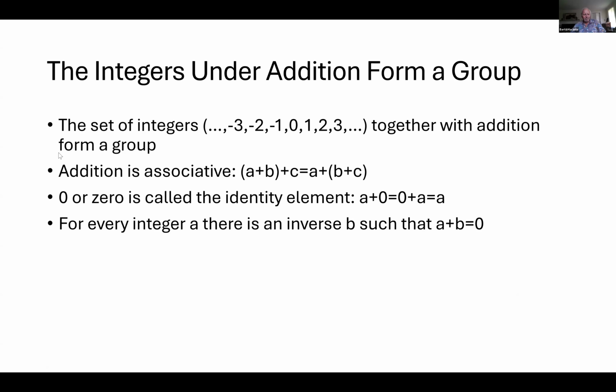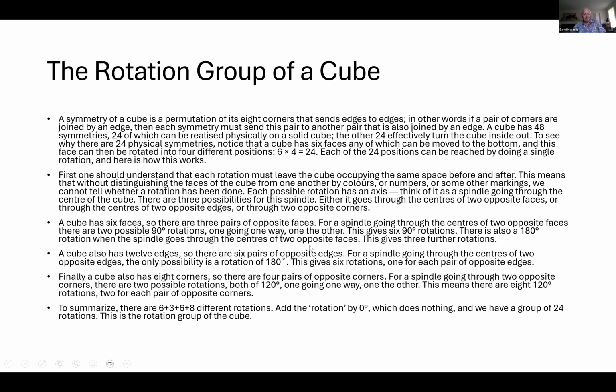We said the integers form a group. So here's the integers, -3, -2, -1, 0, 1, 2, 3, going out toward -infinity this way, toward +infinity. When we use addition, we get a group. So when we take any 2 elements here, A plus B, with the group operation being addition, plus C, and then we look at A plus B plus C, we get the same thing. The 0 is the identity element. So any element plus 0, or 0 plus any element, gives you that element. And then for every integer A, there's an inverse B such that A plus B gives you 0, the identity element. Let's look at something a little trickier.